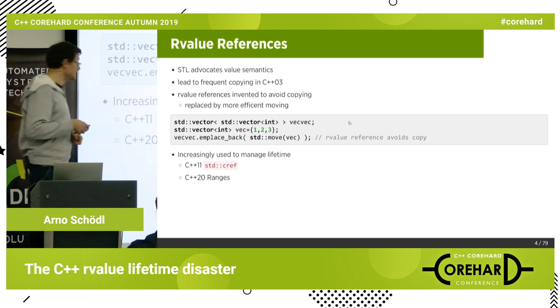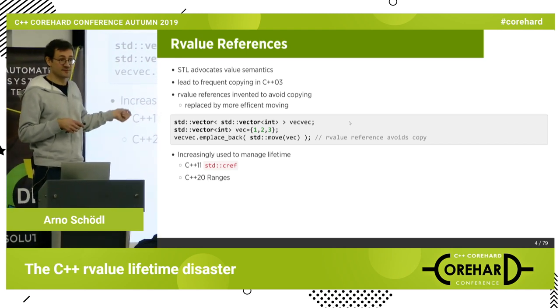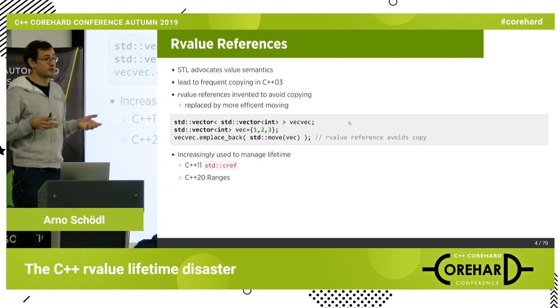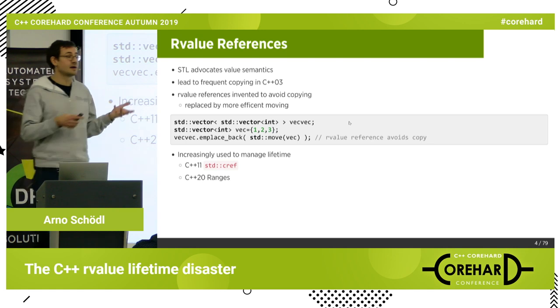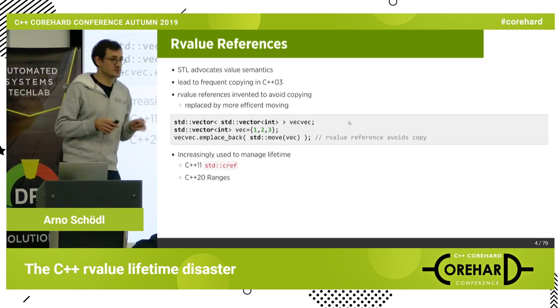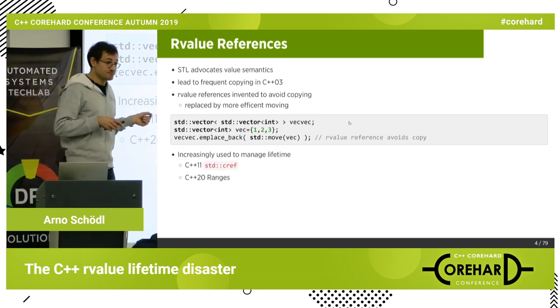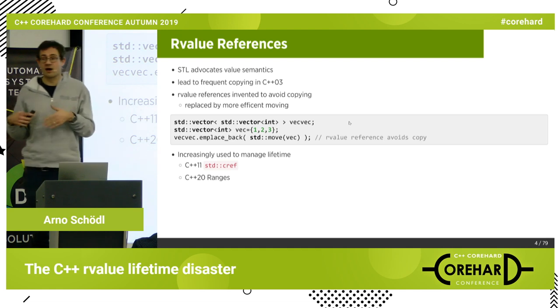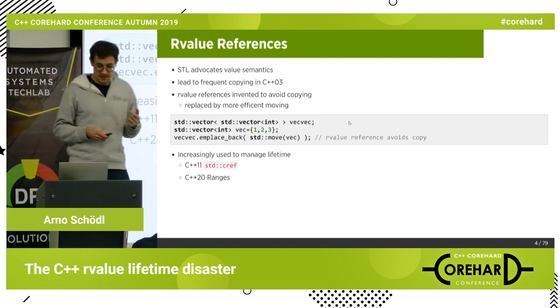It was kind of like a niche feature of the standard library, the std cref that you use to wrap parameters to std bind that you want to pass by reference. That one was only accepting L value references. If you gave it an R value, it would say, no, no, you cannot do this. In C++ 20, this using R value references for lifetime has become much more prevalent.